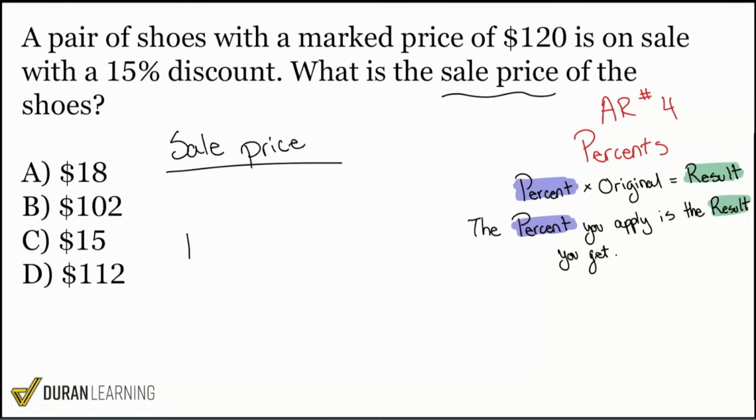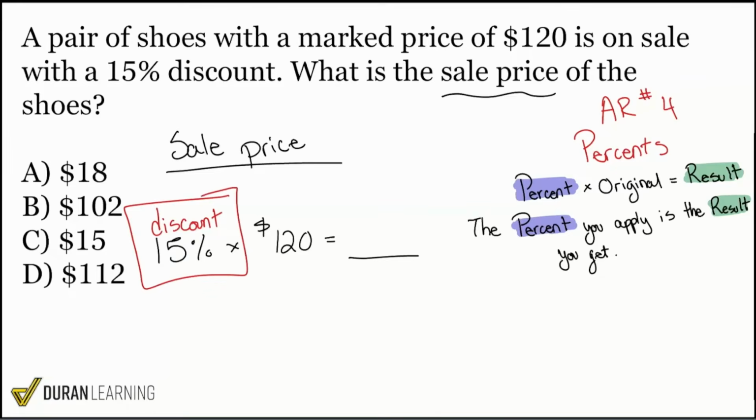So let's say we have 15% times that 120, and we want to know what that's going to equal. Well, before I know what number that's going to equal, I know exactly what idea this is going to give me. Everybody, we said it already. That 15% represents the discount percent. So because the percent we're applying represents the discount, that means the result that we're going to get is going to represent the discount.